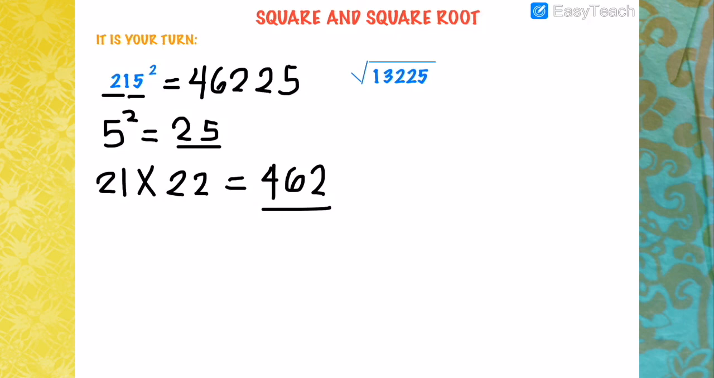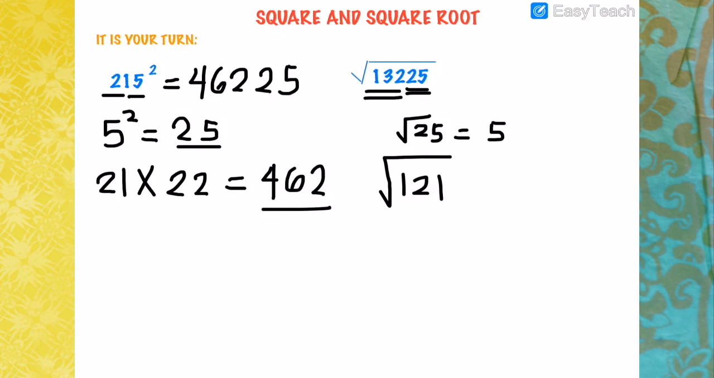Now how about the square root of 13,225? What is the first step? That is correct, find the square root of 25. So the square root of 25 would be 5. And what number before 132 is a perfect square? That is correct, 121 is a perfect square. So what is the square root of 121? That is right, 11. Therefore, the square root of 13,225 is copy 11 and copy 5, which is 115.